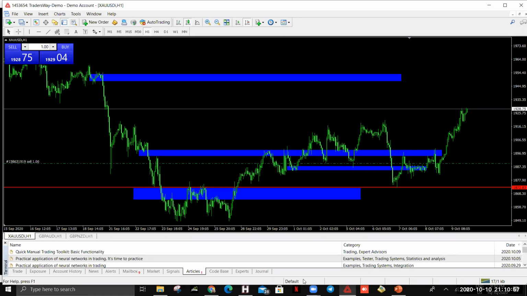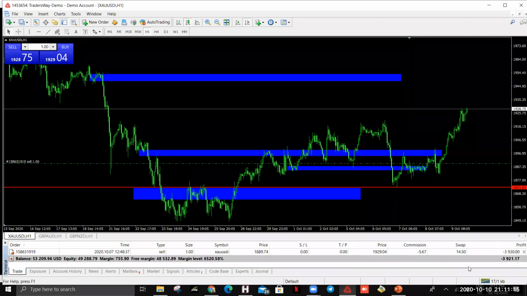Okay, now this is a very beautiful illustration. Good. Now you can see that I placed a sell on this account. This is a demonstration account. I placed a sell here. I want you to see something. Now see how much I'm losing here: 3,930. I was expecting price to reduce in value, but price was increasing in value.